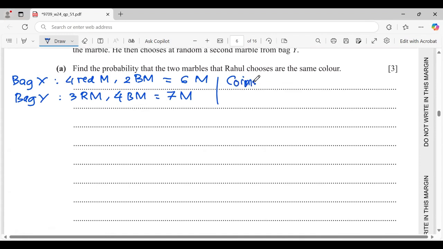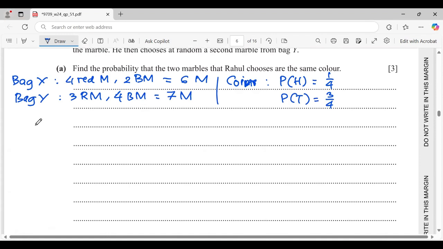And after that, coins. He has only 1 coin. The probability of head is 1/4. It means the probability of tail is 1 - 1/4 equals 3/4.